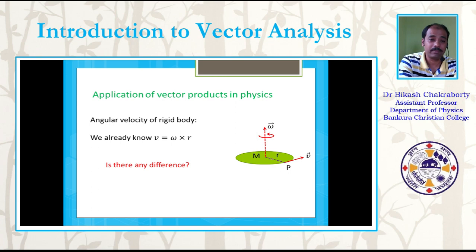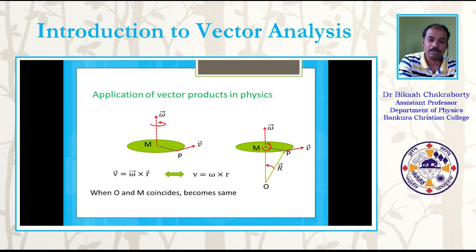Now from 10+2 level we all know that the speed of a rigid body when it is rotating in a circular way is v equal to omega times r. Then is there any difference? No.